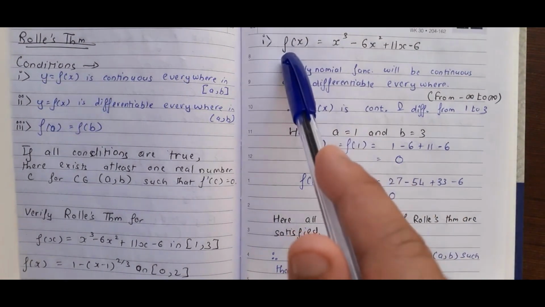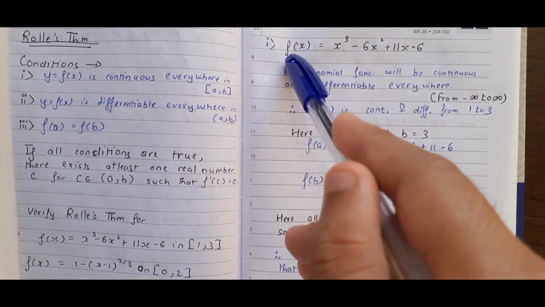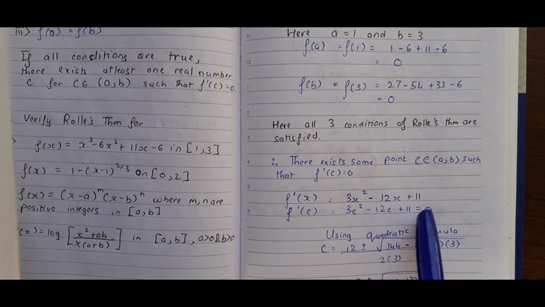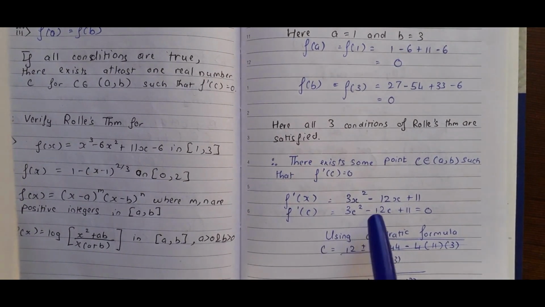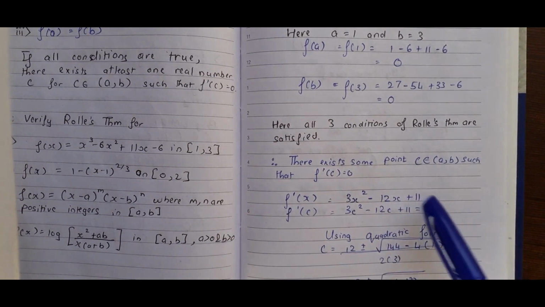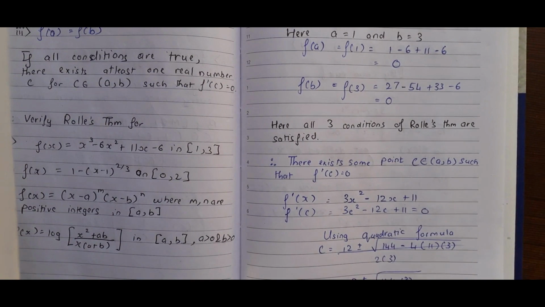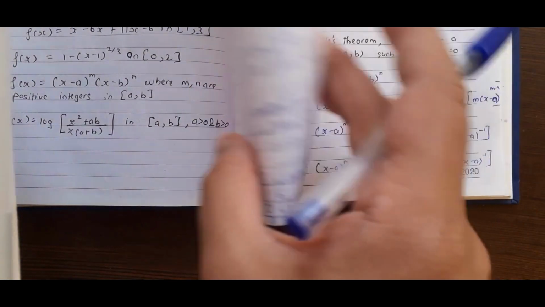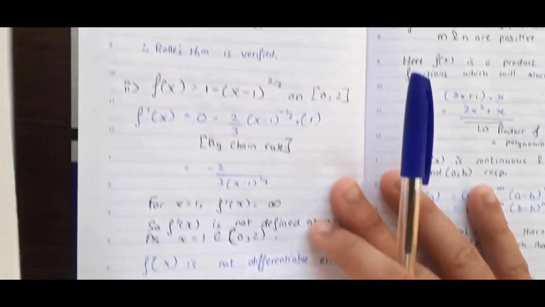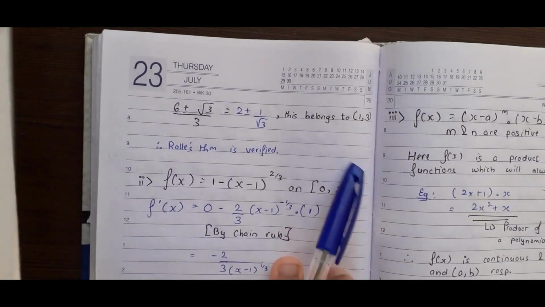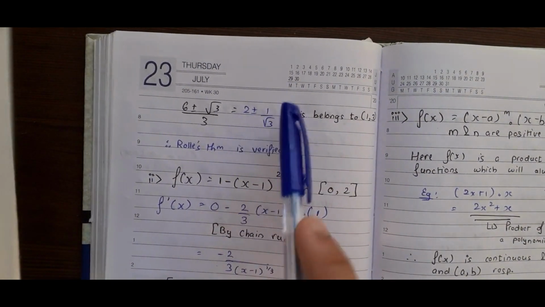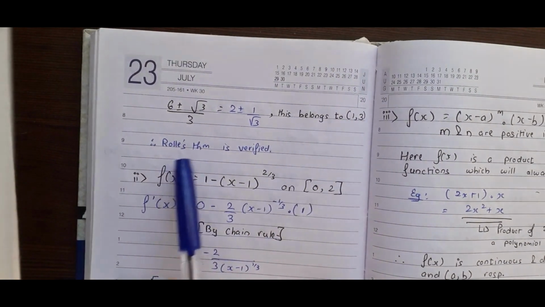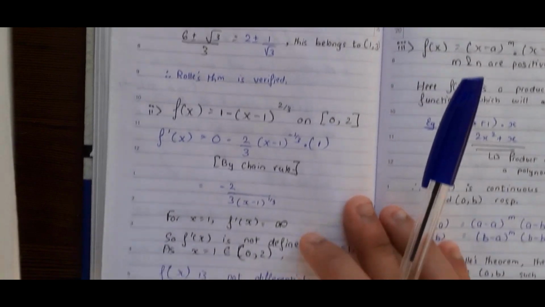We take the first derivative, and we get 3x square minus 12x plus 11. We take f dash of c equal to 0, and then using the quadratic formula we simplify, we get 6 plus minus root 3 by 3. So we can test the values, 2 plus minus 1 by root 3. Since both values belong to the domain (1, 3), we say Rolle's theorem is verified.